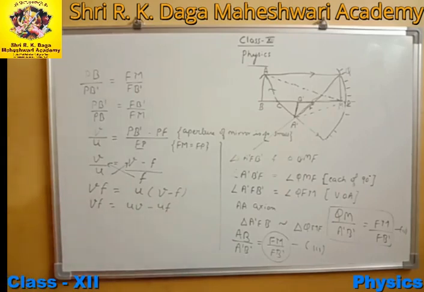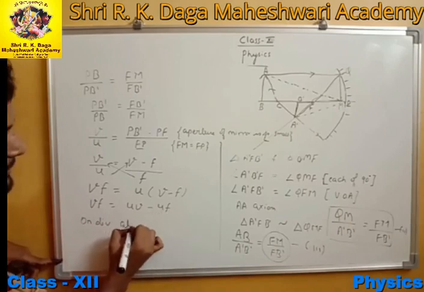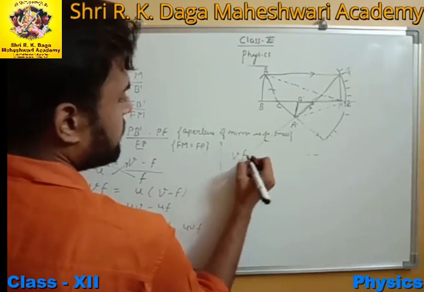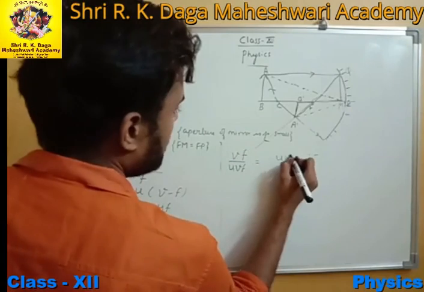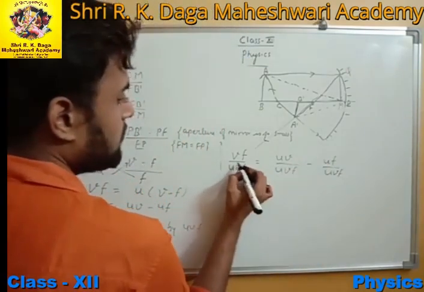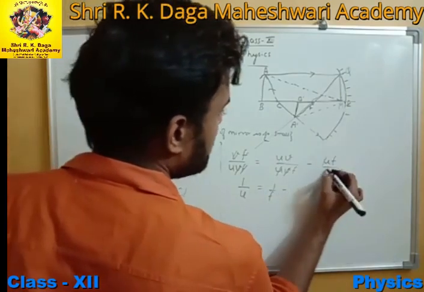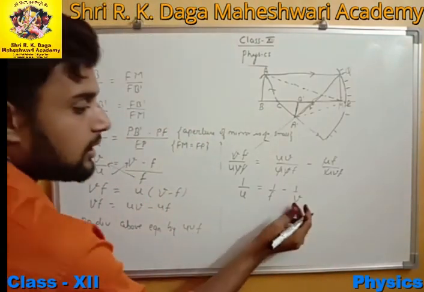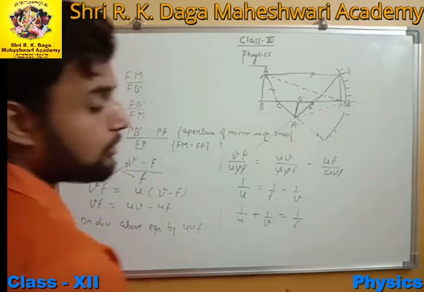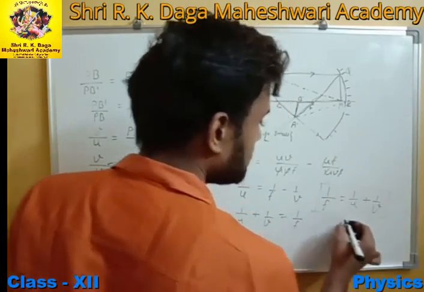Now on dividing the above equation by uvf, what do we get from here? We will get vf upon uvf is equal to uv upon uvf minus uf upon uvf. Okay? V cancels V, F cancels F. What do we get? 1 by u is equal to, u cancels u, v cancels v, 1 by f minus, u cancels u, f cancels f, 1 by v. Now if we send this 1 by v to the other side, what will it become? It is negative there, so after coming to the LHS it will become positive. And from here what do we get? 1 by f is equal to 1 by u plus 1 by v, and this is our mirror formula, right?